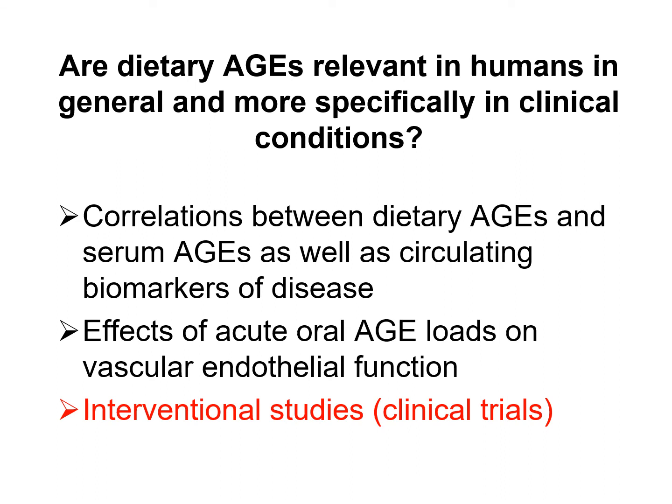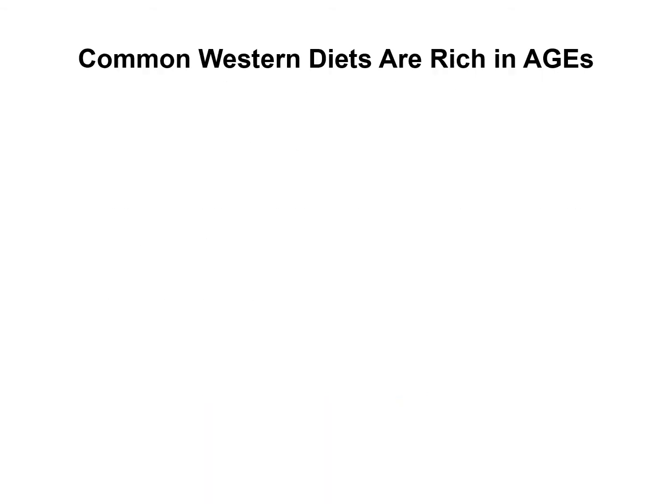The fact, however, that a low AGE diet prevents disease in mice does not assure that it will do the same in humans. As a physician, my main interest has been to define if dietary AGEs are relevant in humans. For about 2 decades now, we have been addressing this issue in several studies, and I believe we have answered in the affirmative. But because of time constraints, I will just summarize our results with intervention studies. First, let me provide some background information to better understand how these studies were performed.